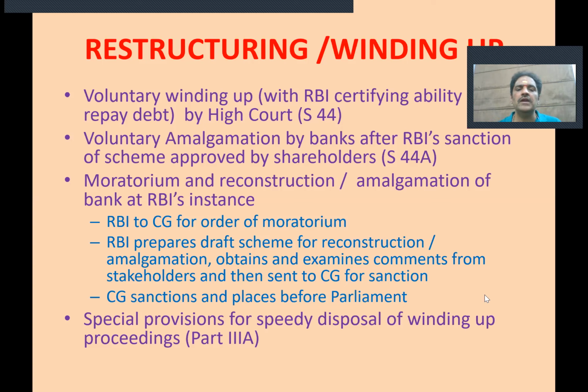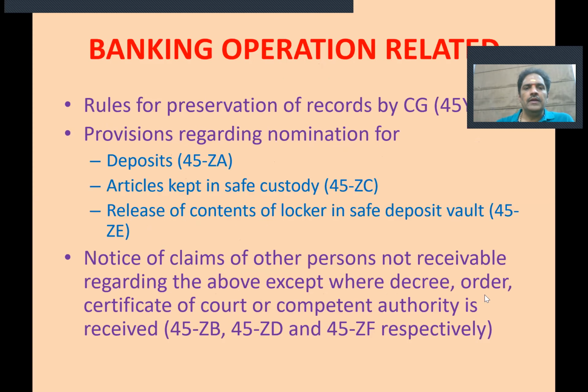Then special provisions for speedy disposal of winding up are there in part 3A. Then operation related, there are provisions relating to preservation of records, rules to be prescribed by central government. Then specifically relating to nomination for deposits, for return of articles kept in safe custody, and for release of contents of lockers in the safe deposit vault. Provisions relating to nominations are there in 45ZA, ZC, and ZD. Then no bank can honor the notice of claims from other persons. Those provisions are there in ZB, ZD, and ZF.